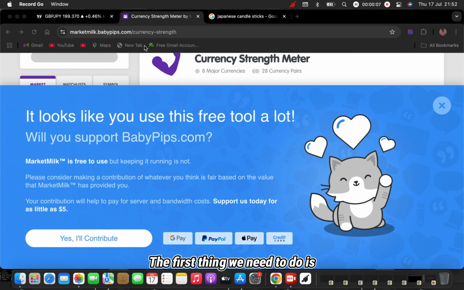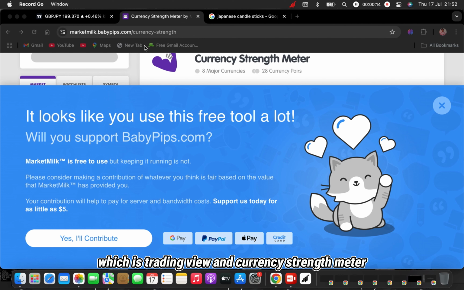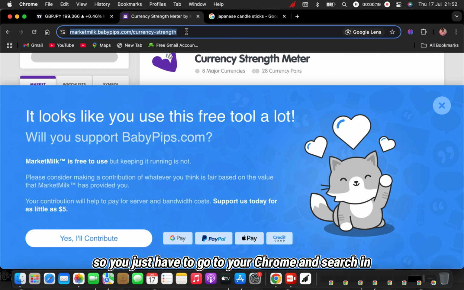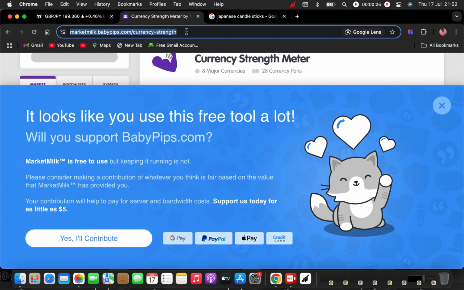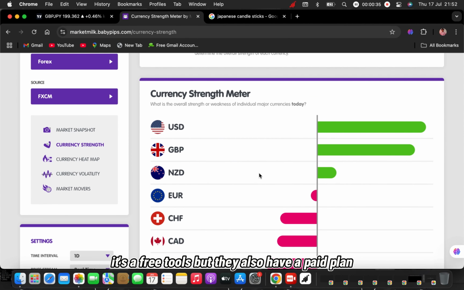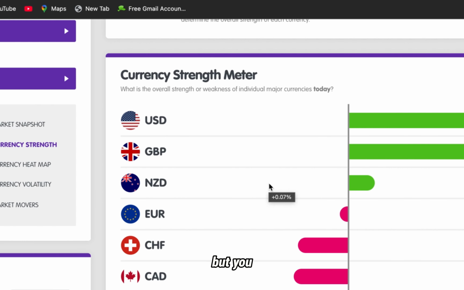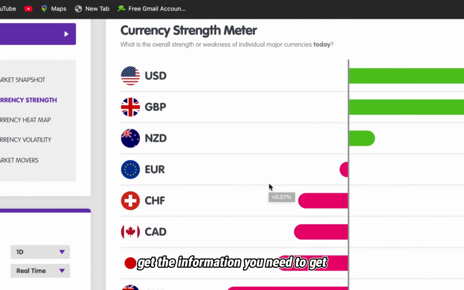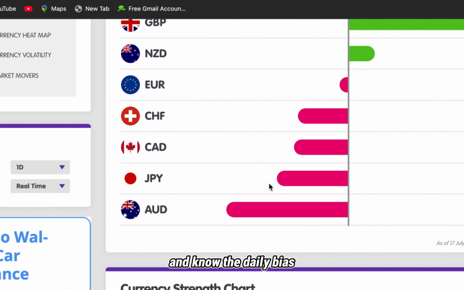First thing we need to do is open the two websites that we need to use, which are TradingView and Currency Strength Meter. So you just have to go to your Chrome and search marketmilk.babypips.com currency strength. So it will take you to this place. It's a free tool, but they also have a paid plan. You don't really need to pay, because the free tool is enough to get the information you need and know the daily bias.